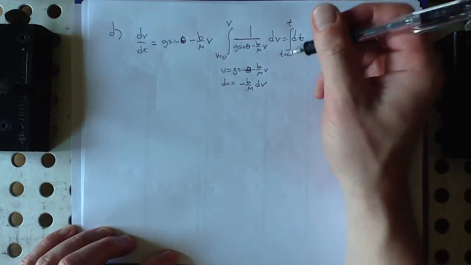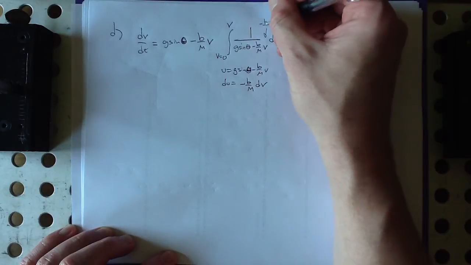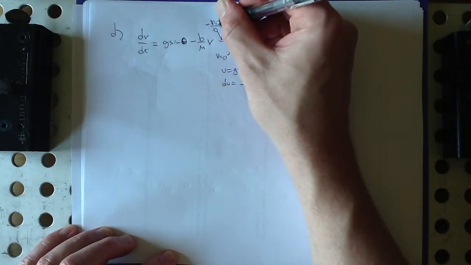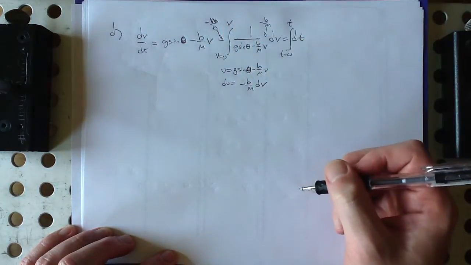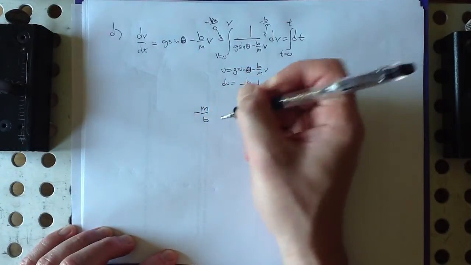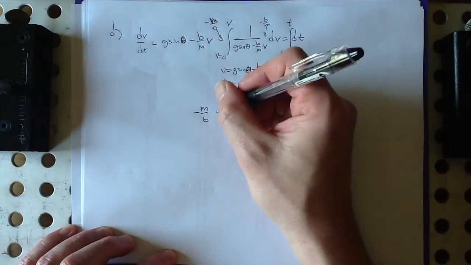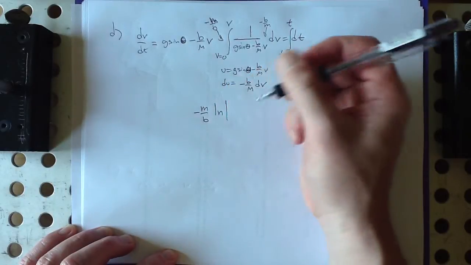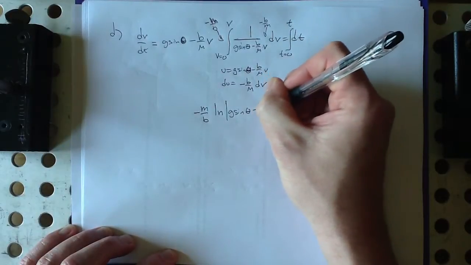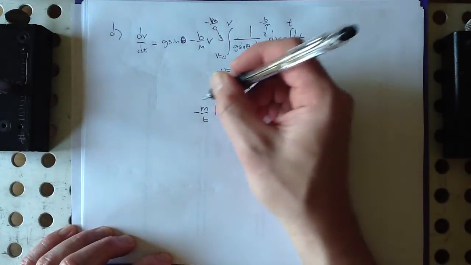dv. So let's see, I need a minus b over m in here, which means I need a minus m over b out here. So that turns into minus m over b, and this whole integral is now 1 over u du. That is natural log of u, which is g sine theta minus b over m v. I'm being careful here to show all steps because they ask me to.